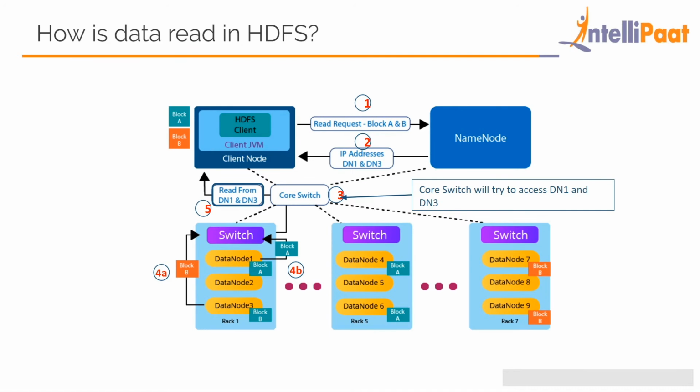So the client only needs to interact with one interface, which is the name node, and the other interface, which happens in an abstract form, is the core switch. It doesn't need to know where all of these racks are located or all of this other information. The core switch handles that for the client. The client only needs to know which particular blocks it wants to access.